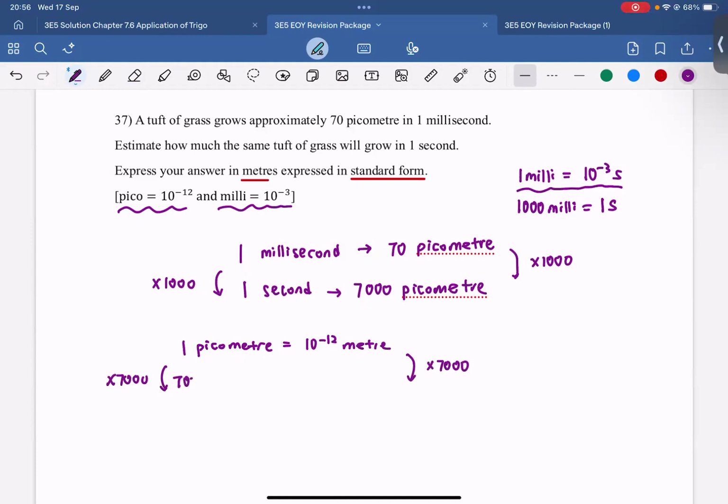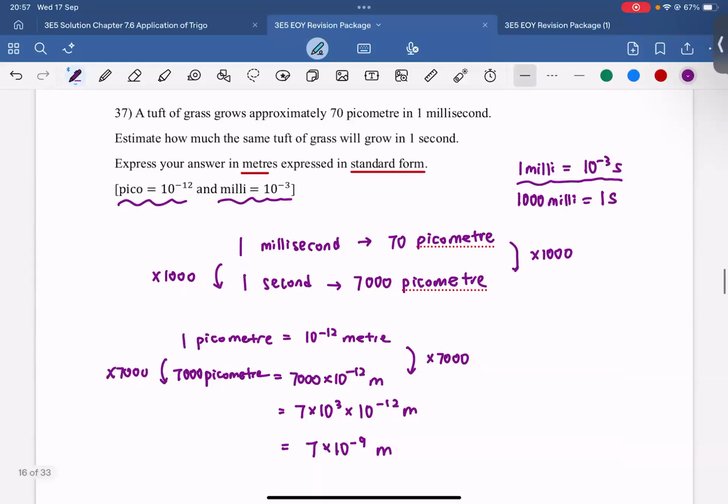So this is 7000 picometers equals 7000 times 10 to the power of minus 12 meters. Then is this standard form? No. So what do we do? The 7000 we write as 7 times 10 to the power of 3. Then 10 to the power of 3 times 10 to the power of minus 12 becomes 10 to the power of, when we multiply, powers add. So 3 minus 12 becomes minus 9. Okay, so that is the answer in meters in standard form.